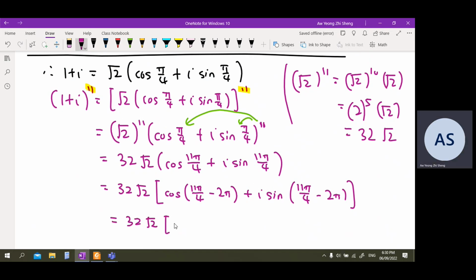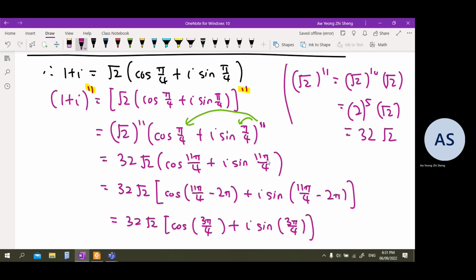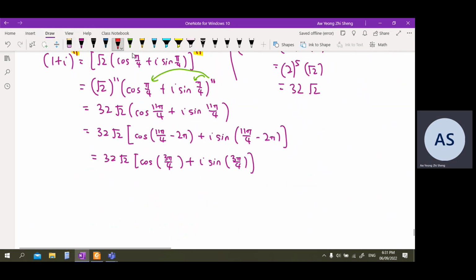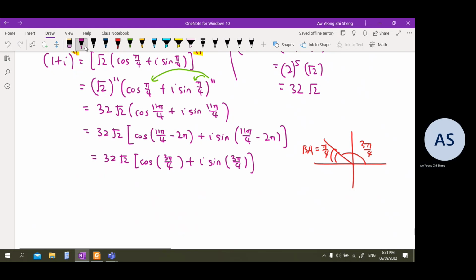Okay. Then this will become cos of 3 pi over 4 plus I sine of 3 pi over 4. 3 pi over 4 is an angle in quadrant 2, leaving you a basic angle of pi over 4. And that means cos of 3 pi over 4 can be written as cos of the basic angle.